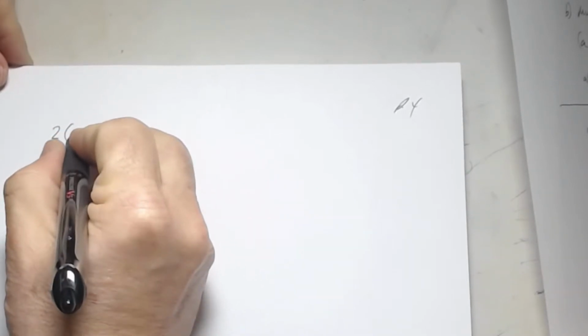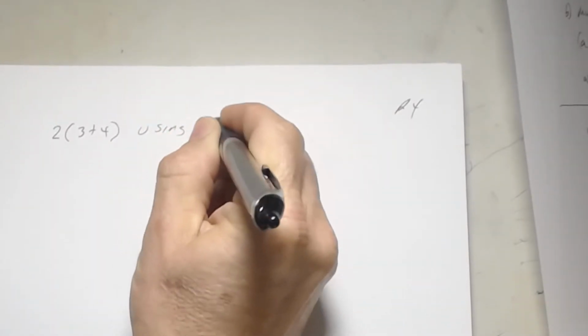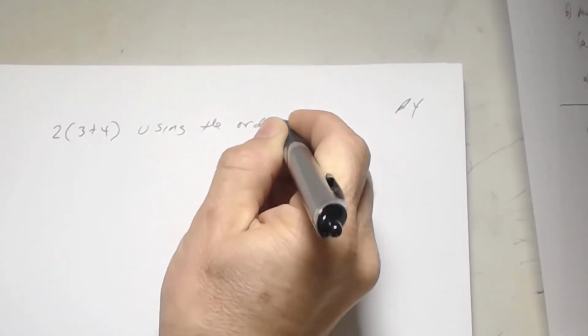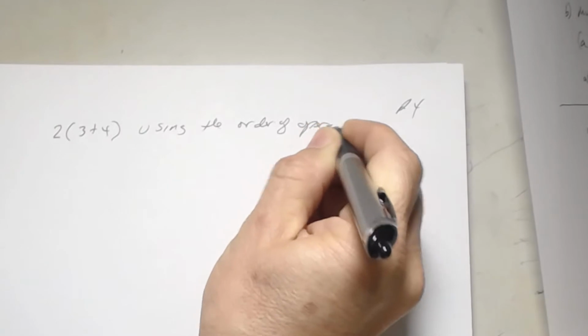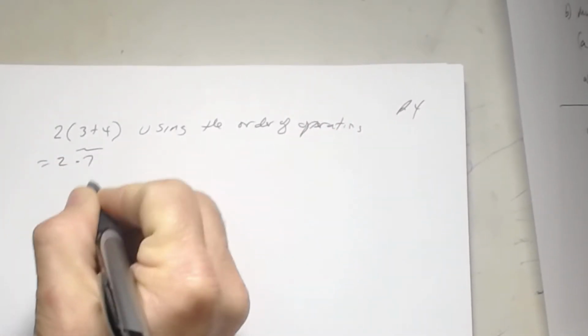Okay, now let's look at this. According to the order of operations, what would you do first? Parentheses. 3 plus 4 is 7. So using the order of operations, you said 2 times 7, correct? And 2 times 7 is 14.